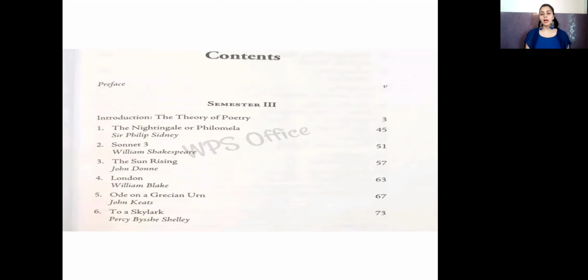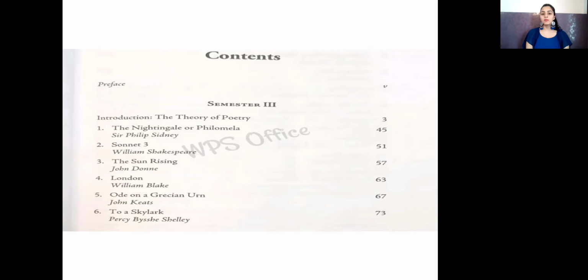For semester 3, I will read out what are the poems that are going to come. There are 6 poems, and the first one is The Nightingale or Philomela, written by Sir Philip Sidney. The second one is Sonnet 3. There was another sonnet that we have done in the first year for the first year students from the optional English book. So the introduction of sonnet is already done. For the ones who do not know about sonnet, you can go to the optional English lectures and see sonnets and the introduction of sonnet.